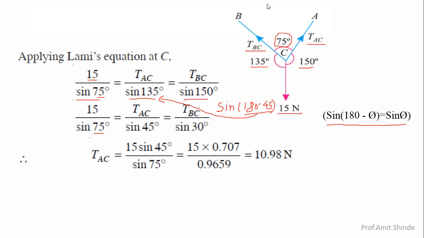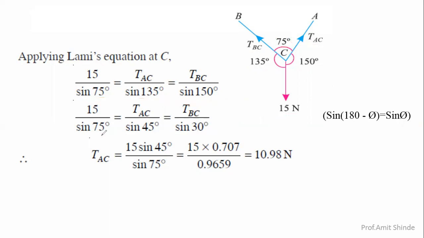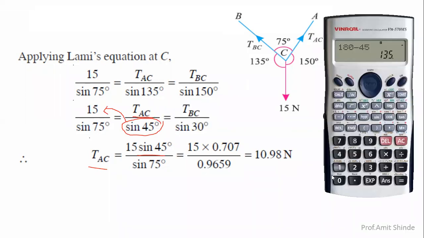But if you see here, now let us solve the terms. Now let us simplify the terms. Now we have to find out the tension in AC. Now let us take this sine 45 term to this side. What will happen? It makes multiplication over here. Now calculate the terms. 15 sine 45 divided by sine 75. You'll be getting 10.998 Newton. That is the tension in the string AC.